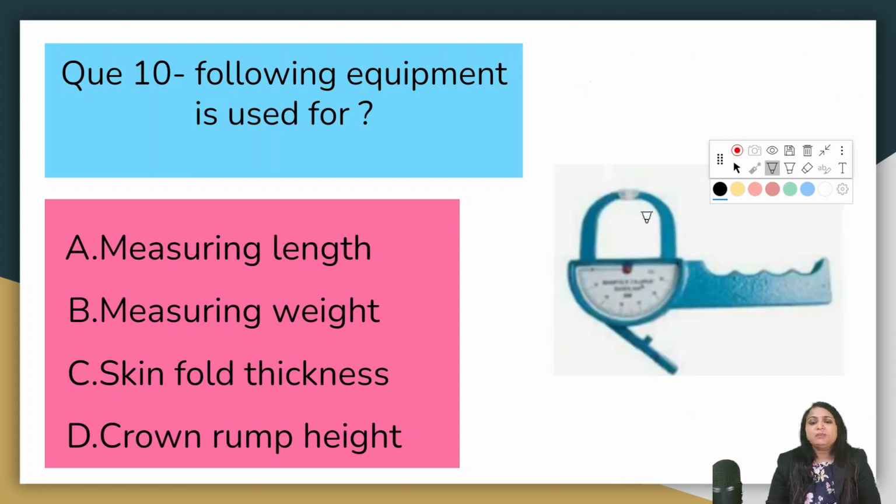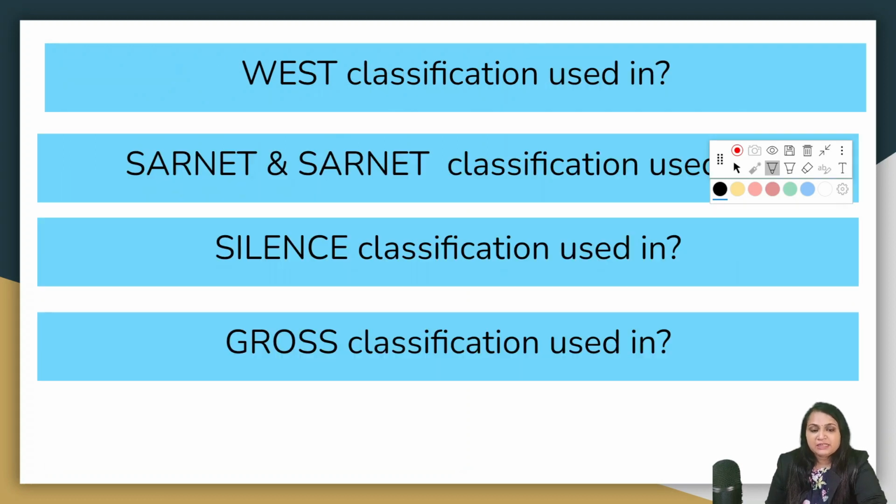So following equipment is used for, what is this? This is nothing but the Harpenden caliper. This is used for measuring skin fold thickness. So the correct answer to this question is skin fold thickness.